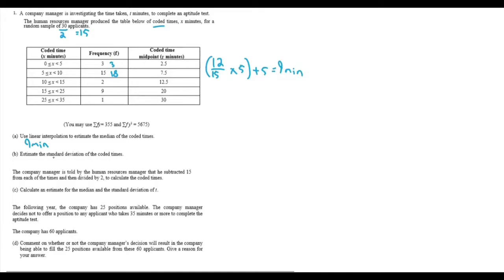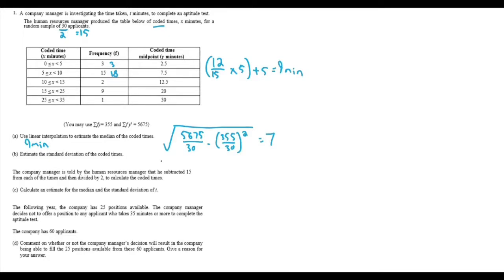As for estimating the standard deviation of the coded times, well, as I say, we've already got our sums here, so we don't need to work them out. So we can go straight into saying it's the square root of the 5,675 over that total of 30 minus 355 over 30 squared. Put that in your calculator, and you will get a standard deviation of approximately 7.